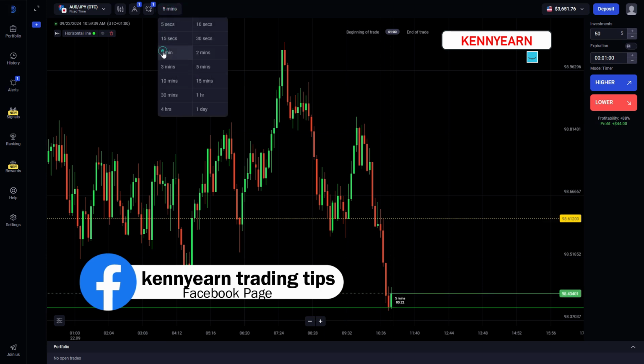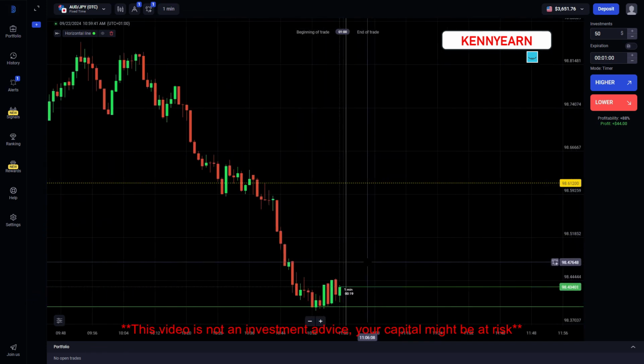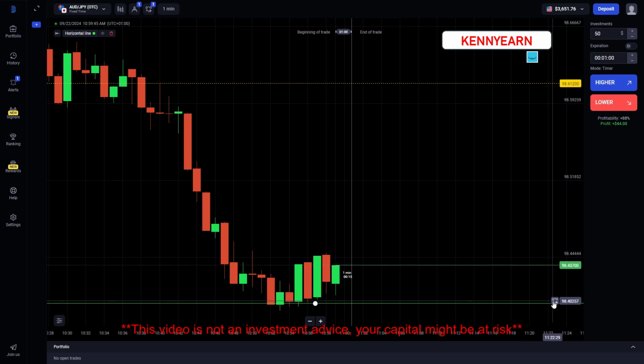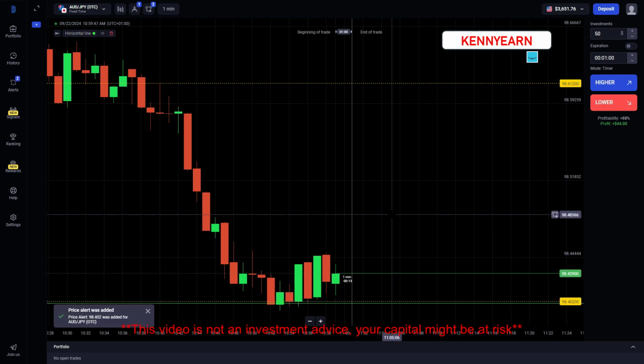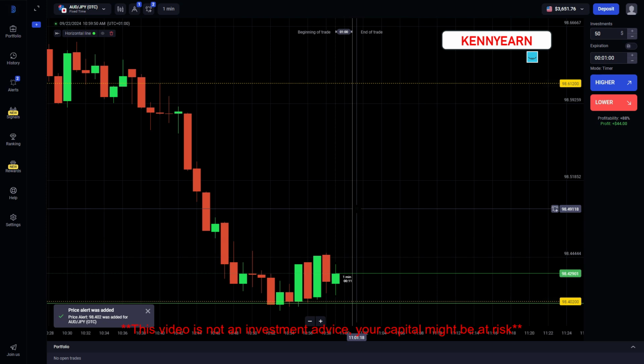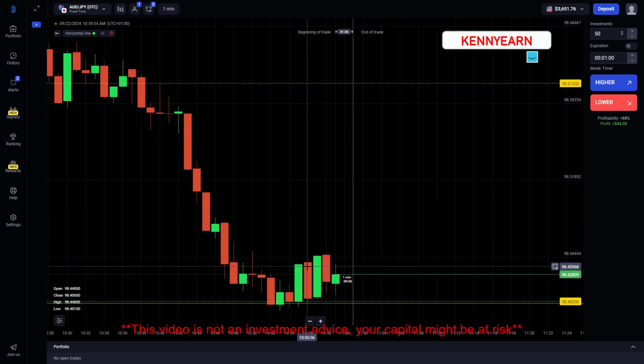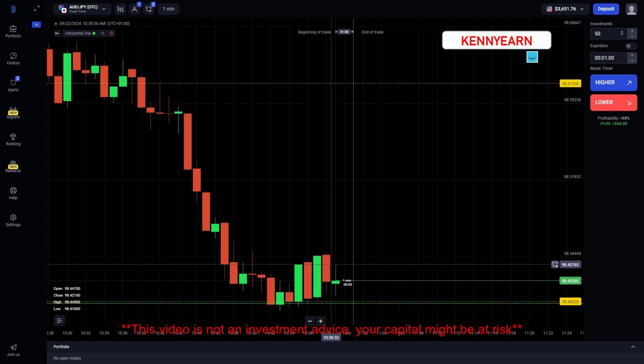All right, the market is kind of giving a lower low, lower high pattern on the 5 minute chart, but this should be a retracement. If the market breaks that low, it's going to continue selling. That's why I placed an alert there.